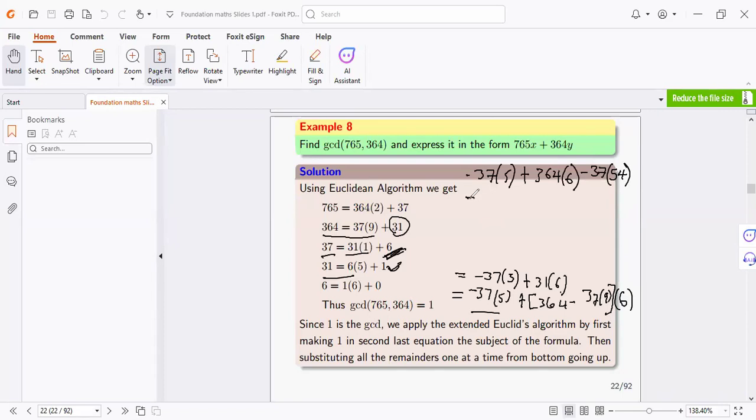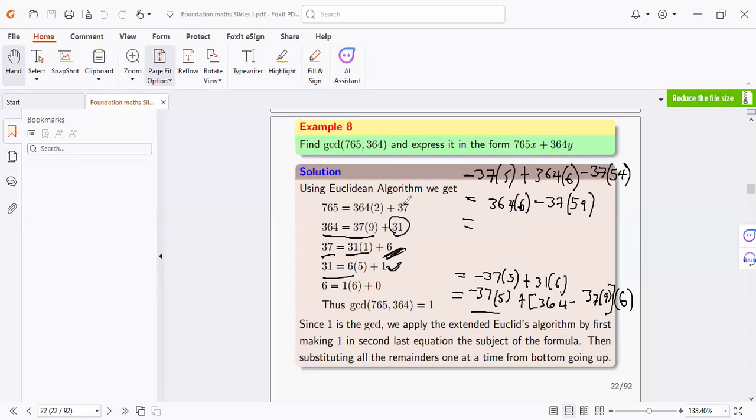Now, collecting like terms. First of all, let me write 364 multiplied by 6. And then collecting like terms, this was minus that 7, and this is minus that 7. So what I have there is minus that 7 into 59. So 59, I got it: 5 plus this 54 is what gives me 59.